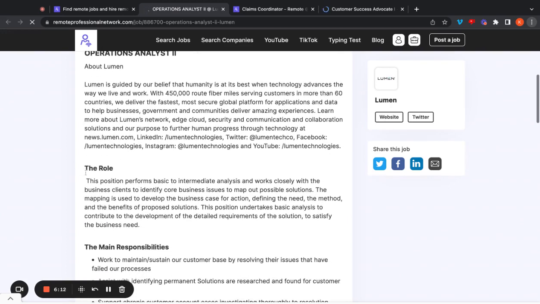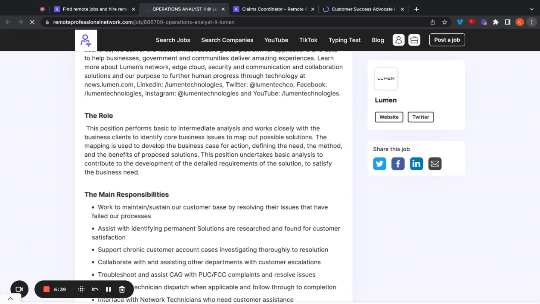This position performs basic to intermediate analysis and works closely with the business clients to identify core business issues and map out possible solutions. The mapping is used to develop the business case for action, defining the need, the method, and the benefits of proposed solutions. This position is going to undertake basic analysis to contribute to the development of the detailed requirements of the solution, to satisfy the business needs.